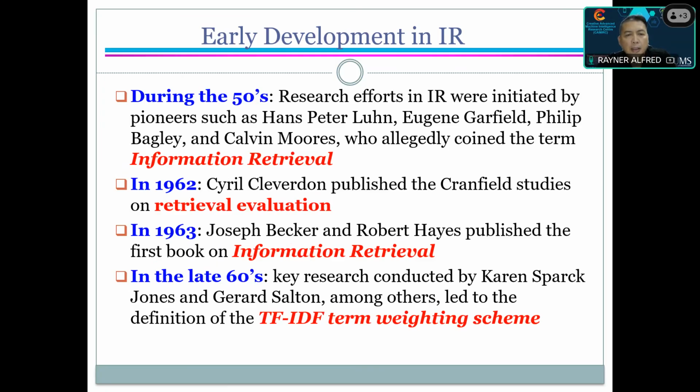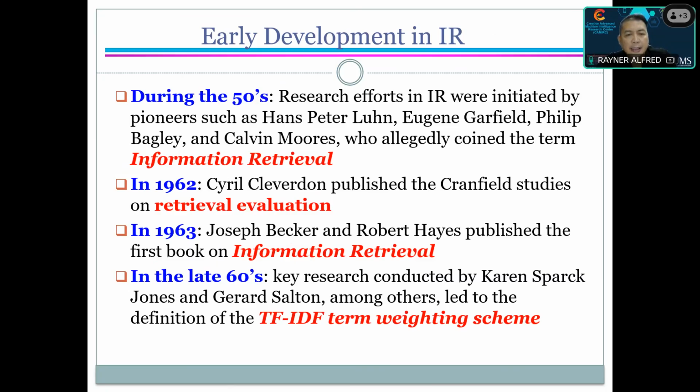Okay, and then in 1962, Cyril Cleverdon published the Cranfield study. They looked at how we evaluate the system that retrieves the documents, or how we evaluate the retrieval system or the retrieval result. We will learn about this also. And then the first book on information retrieval was published by Baker and Hayes in 1962.